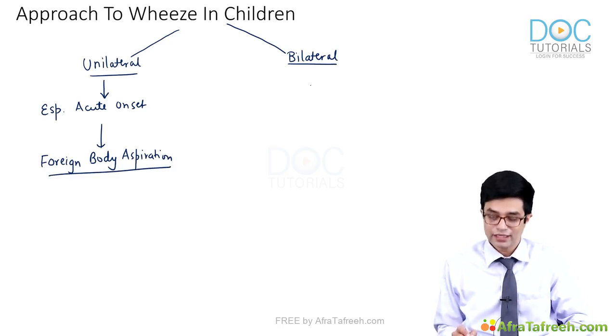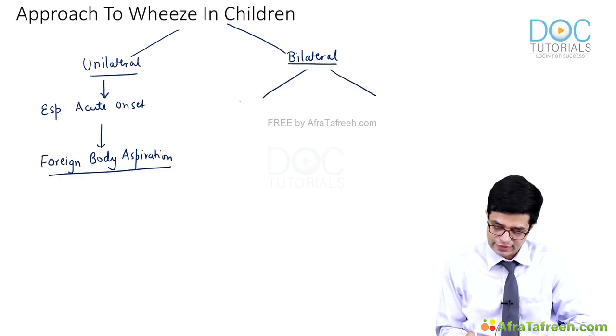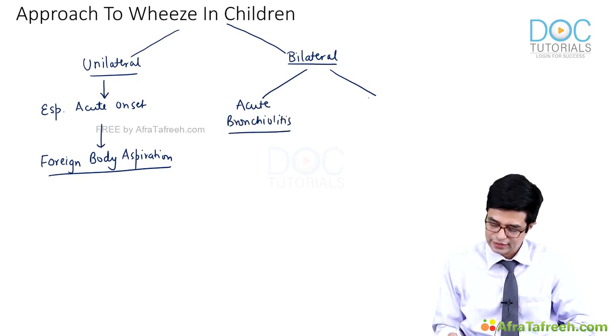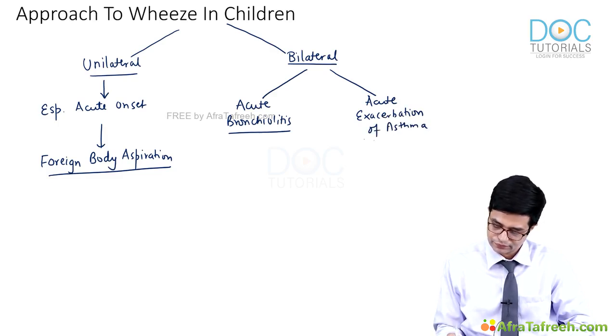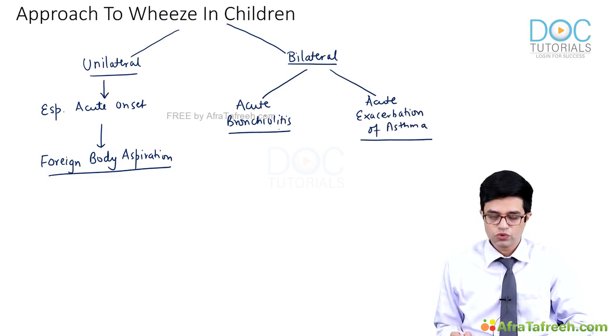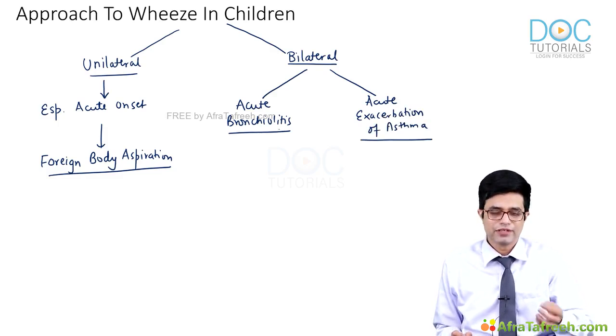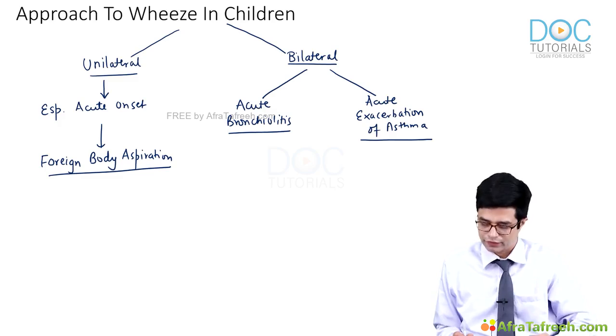In case it is bilateral wheeze, you can have two broad possibilities. Either it is acute bronchiolitis, which is the acute infection and inflammation of the bronchioles, and second is acute exacerbation or acute attack of bronchial asthma. How would you distinguish between the two? Both of them are having bilateral wheeze. When we say wheeze, we mean bilateral wheeze unless proven otherwise.